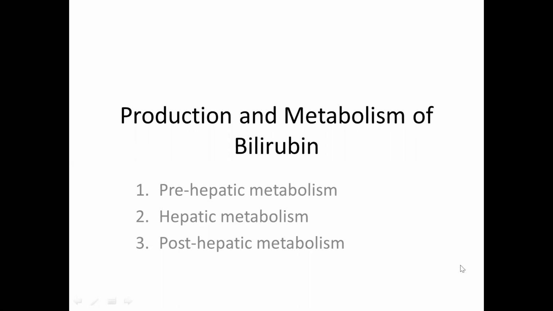The next part in jaundice is production and metabolism of bilirubin. Before going to understand the etiology of jaundice, you should know the metabolism of bilirubin. Unless you know the metabolism of bilirubin, you will not understand why the etiology is there. So we will begin with production and metabolism of bilirubin. This production and metabolism involves three phases or three levels. One is pre-hepatic, second is hepatic, and third is post-hepatic. So we will see one by one.